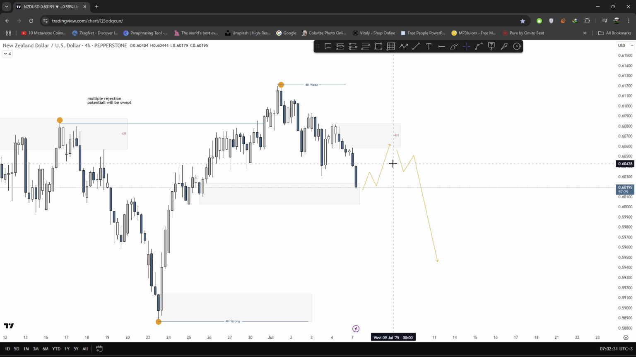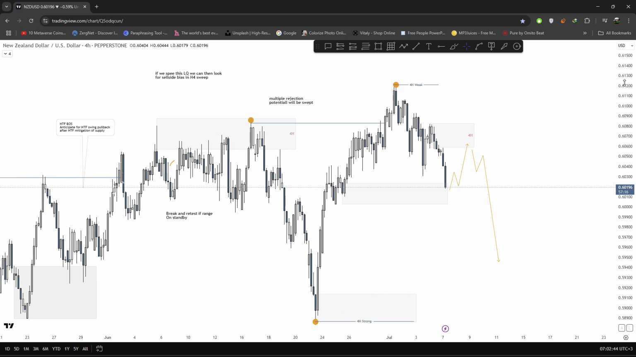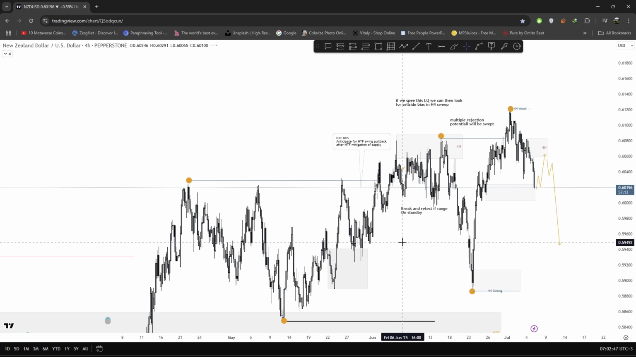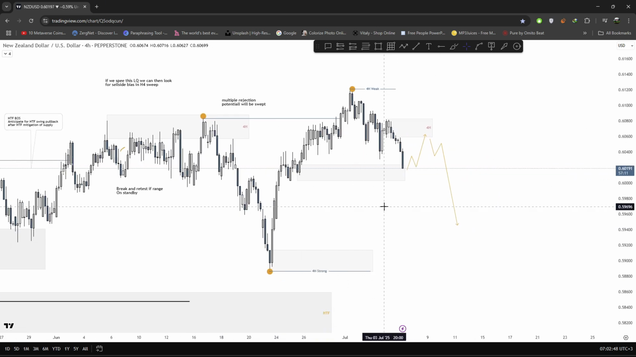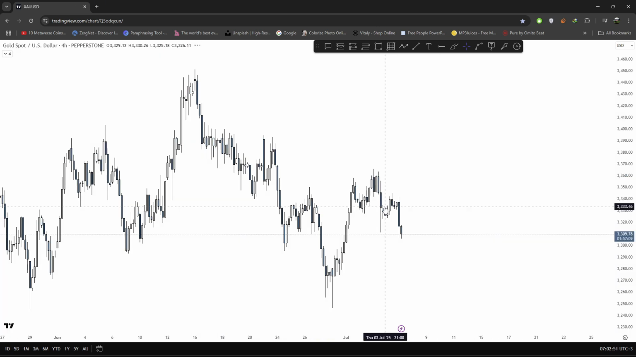However, for now, still bearish on NZD USD. We'd be looking for intraday buys to sort of come back to this 0.60 level, and then maybe continuation sells to the downside, maybe 0.59, 0.598, 0.594 levels could be hit as we continue to the downside. That is just my bias for NZD USD.